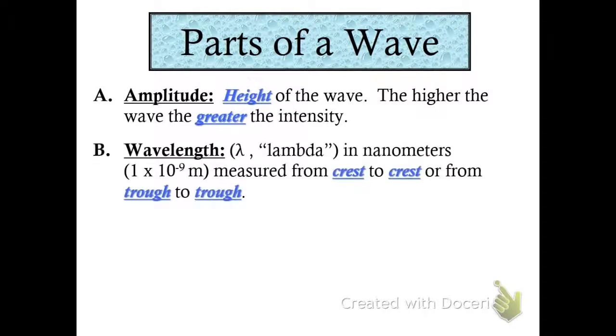So for something like a light wave, a higher amplitude is going to make a brighter light. The wavelength, which is represented by the Greek letter lambda, is usually measured in nanometers for electromagnetic waves, and it's measured from crest to crest or from trough to trough. It is literally the length of the wave.